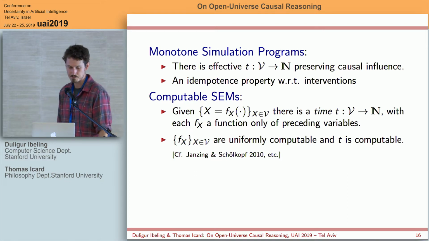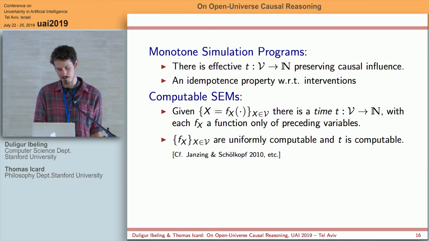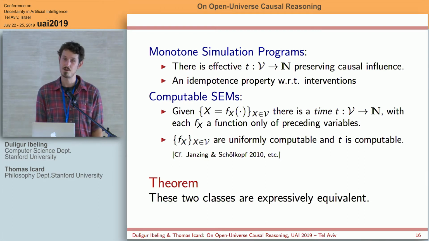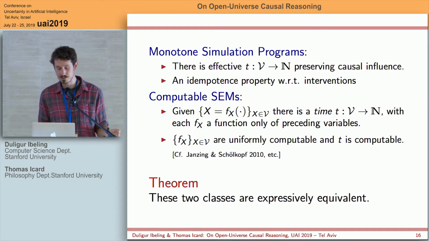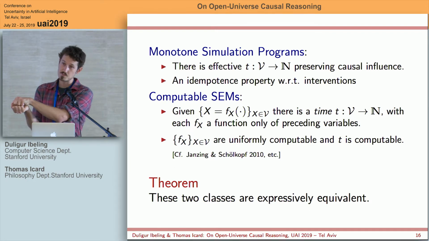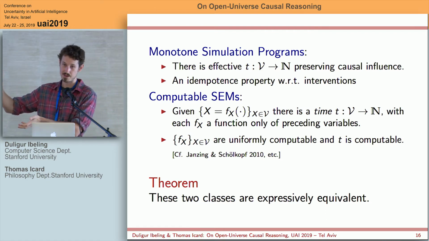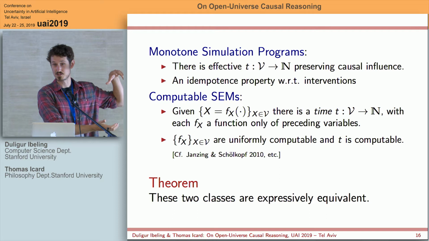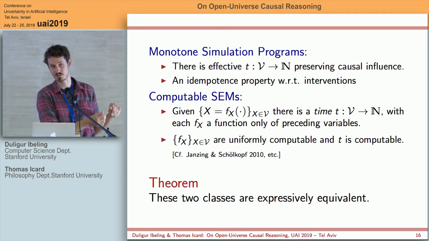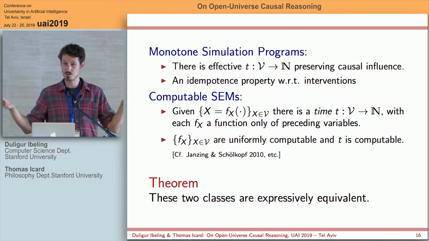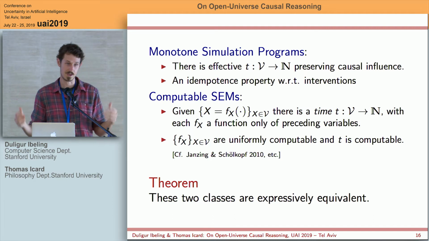And this kind of computability assumption has been considered before in the literature. And here, if we make that assumption, then we can show that these two classes are genuinely expressively equivalent. What does that mean? If I take a computable structural equation model and I consider all of the counterfactual and hypothetical predictions that it makes, I can find some simulation program in this class that makes exactly the same pattern of predictions, okay, and vice versa.